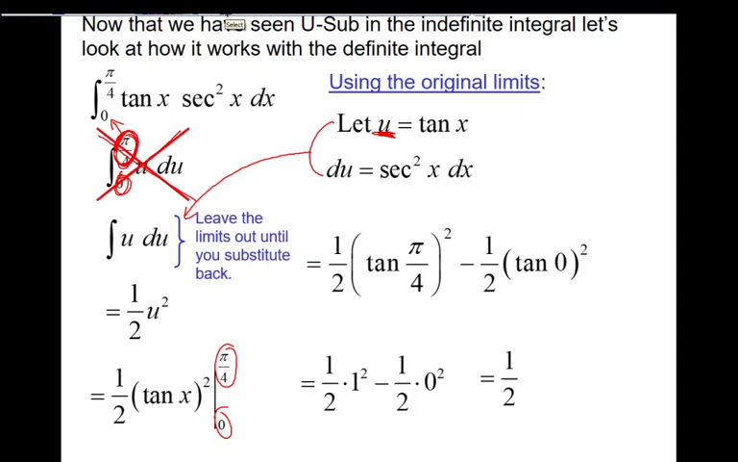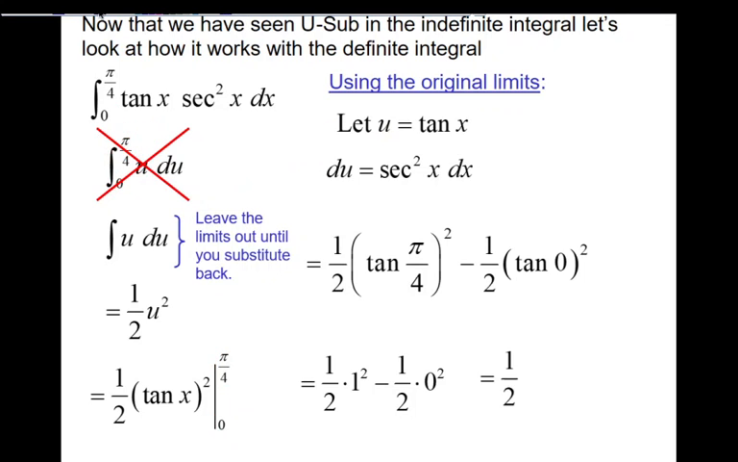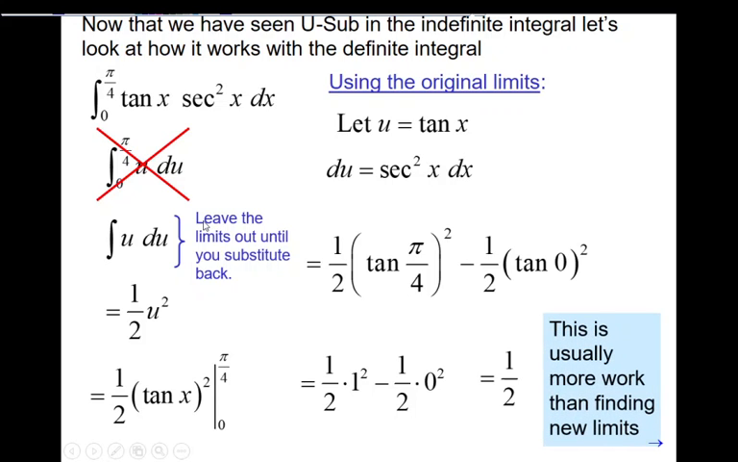This is what we call a linkage error, which means that when we're writing equations like this, this has to be equal to this, and it's not. These two are not equivalent, because you're using these limits. So be very, very careful when we're doing this. Now, this way is usually more work than finding new limits.